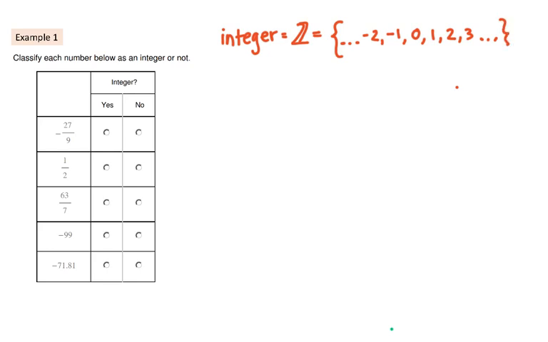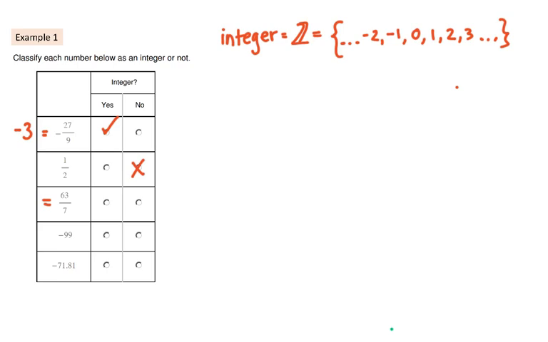Now it's not quite clear, for example, if negative 27 over 9 is in fact an integer, but if you simplify it, you'll see that negative 27 divided by 9 is negative 3. Well, that is a counting number. Okay, 1/2, on the other hand, will not simplify, so that is not an integer.